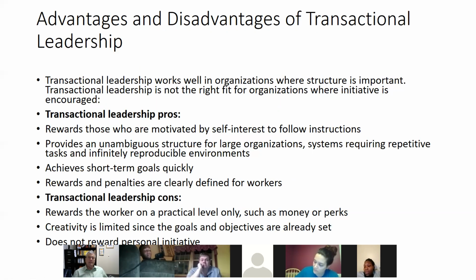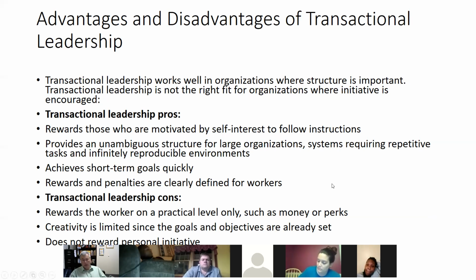All right, so here are some advantages and disadvantages of using the transactional style. And this is a style that you need to have in your playbook. It works. So here's when it works well. It works well when people are motivated by rewards, and they really just want you to tell me what to do and I'll do it. Tell me what I need to do. It also works well when you are in a large system where people just really have to do the same old thing all the time, when you have short-term goals that you're working on, or when rewards and penalties work.